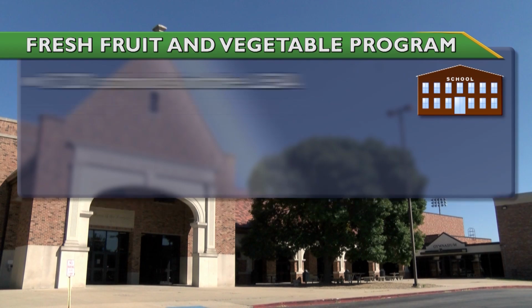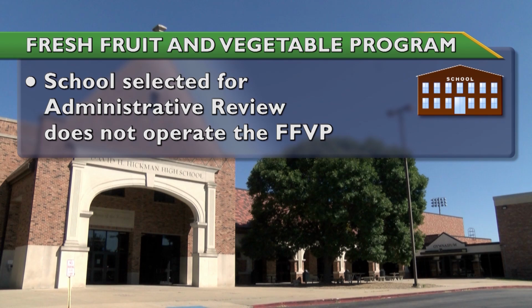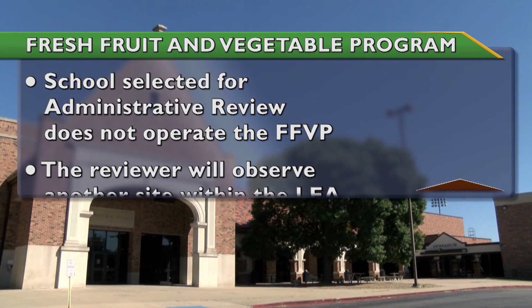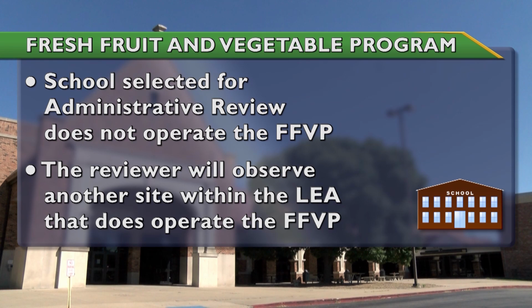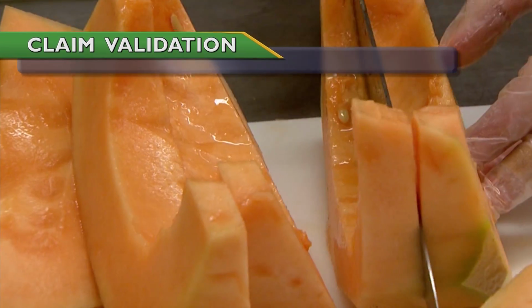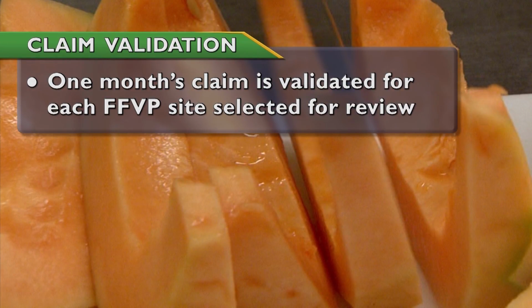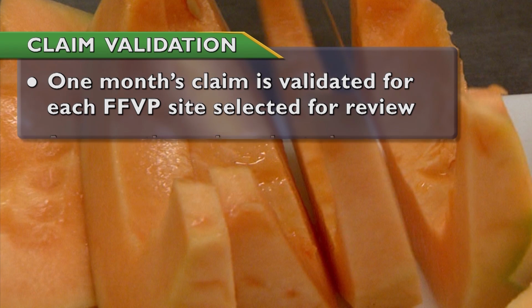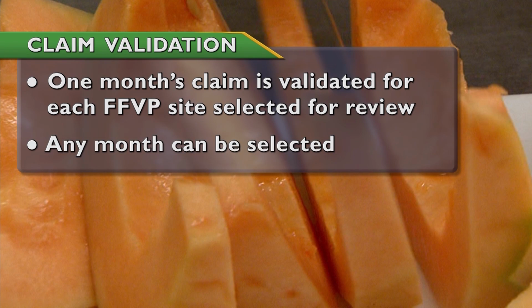If the school selected for administrative review does not operate the FFVP, the reviewer will observe another site within the LEA that does operate the FFVP. Claim validation: 1 month's claim is validated for each FFVP site selected for review. Any month can be selected for claim validation.